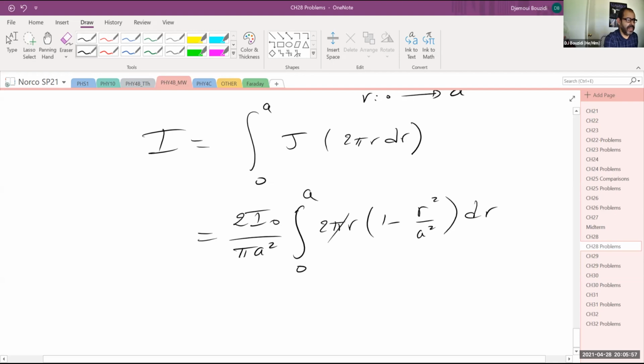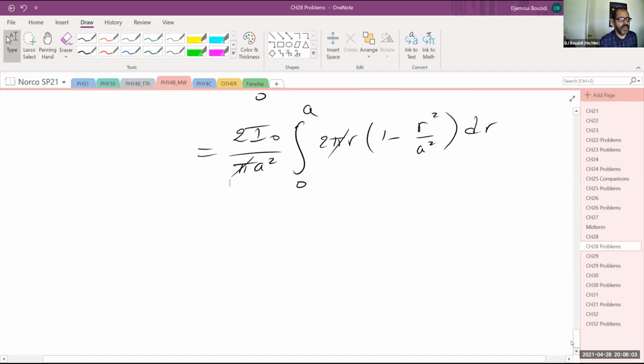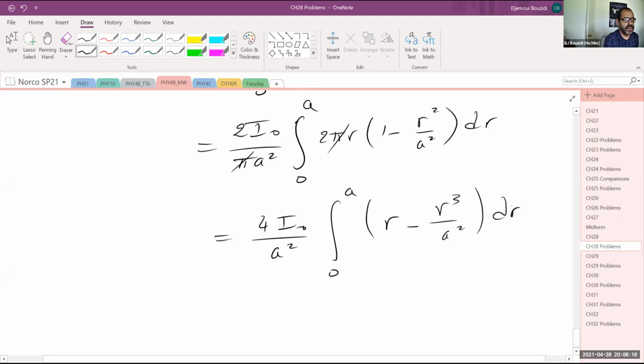The 2 pi and the pi cancel, and I will have a 4 in the numerator from the other two. Okay, that's all. So I will have 4 I naught over a squared times the integral from 0 to a of r times 1, which is r, minus r cubed over a squared dr.